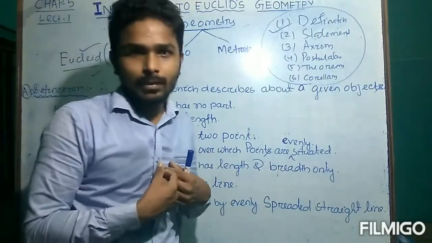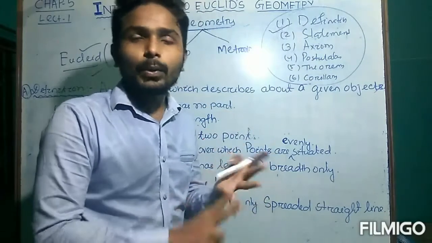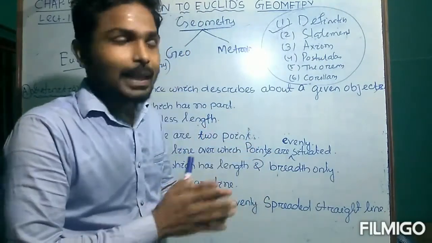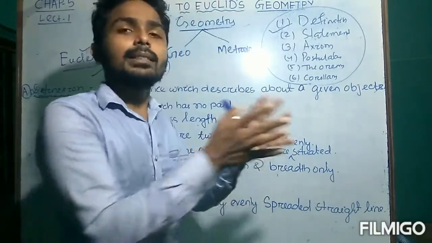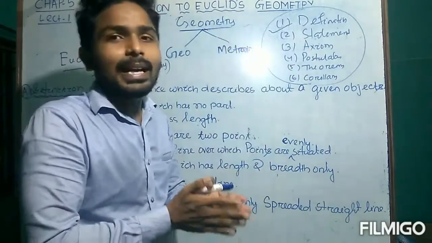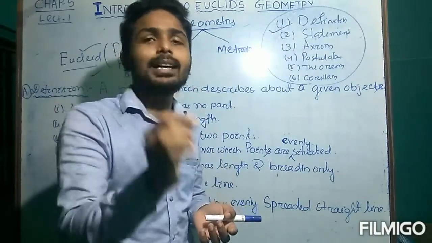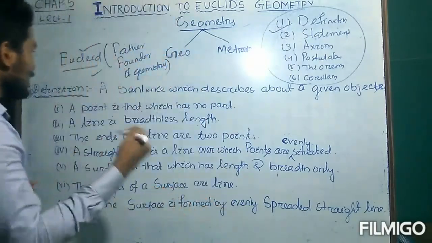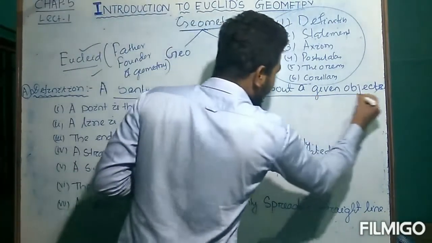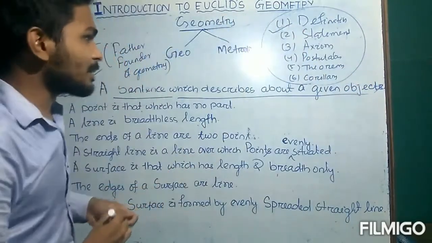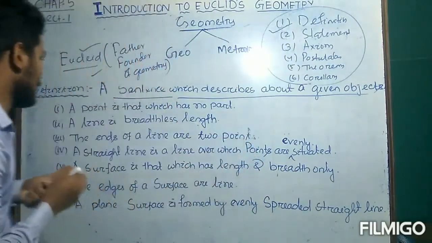Suppose, who is a human? You can say a human has two hands, two legs, two eyes, two ears, one nose, one mouth. He can speak, he can move, he can run, he can eat, as well as he can think. So this is the all-round explanation in order to identify a human. This is known as a definition. So a definition is a sentence which describes a given object. Let me tell you some examples of some definitions.